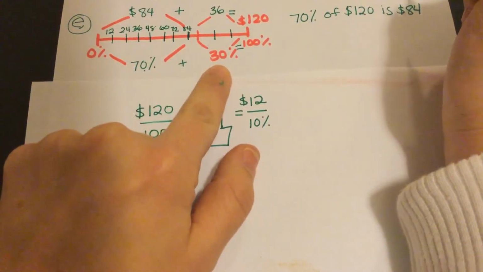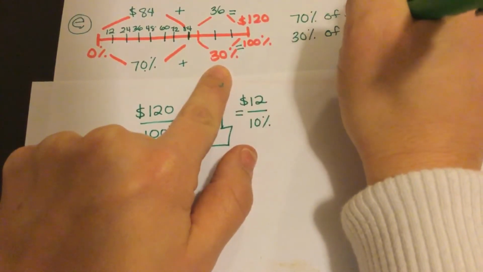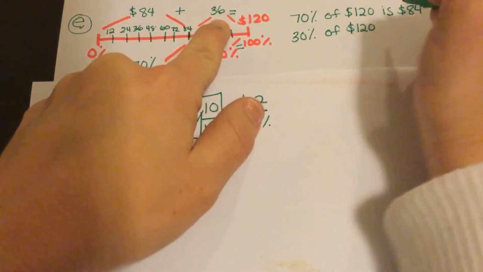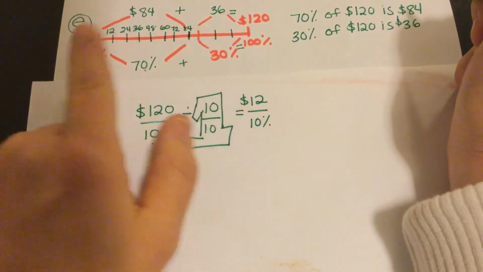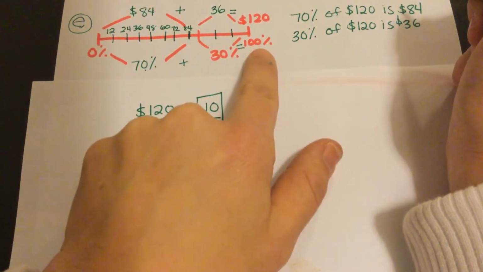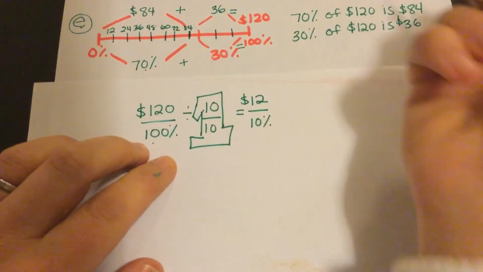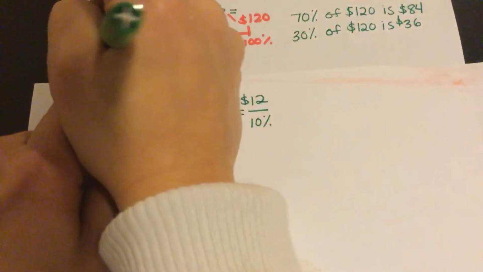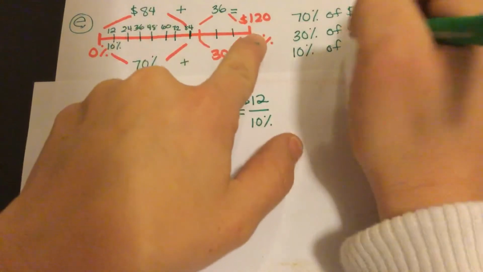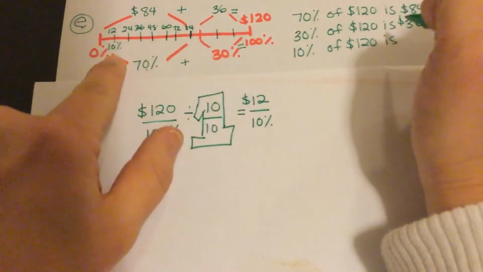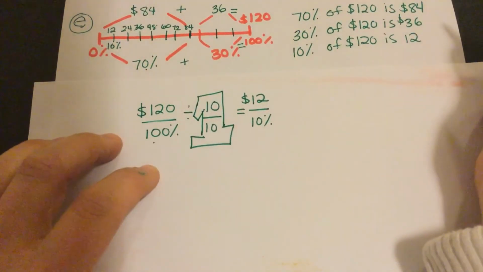I'm also going to use 30%. So 30% of the total, which is 120, means equals $36. I need to choose one more. I could either use 0% or 100%, or I could be tricky and use one of these here. Let's try the 10%. I know that each of the tick marks gives me 10%, so we'll do 10% of 120 is, and 10% of 120 is 12. That is how you would partition letter E.